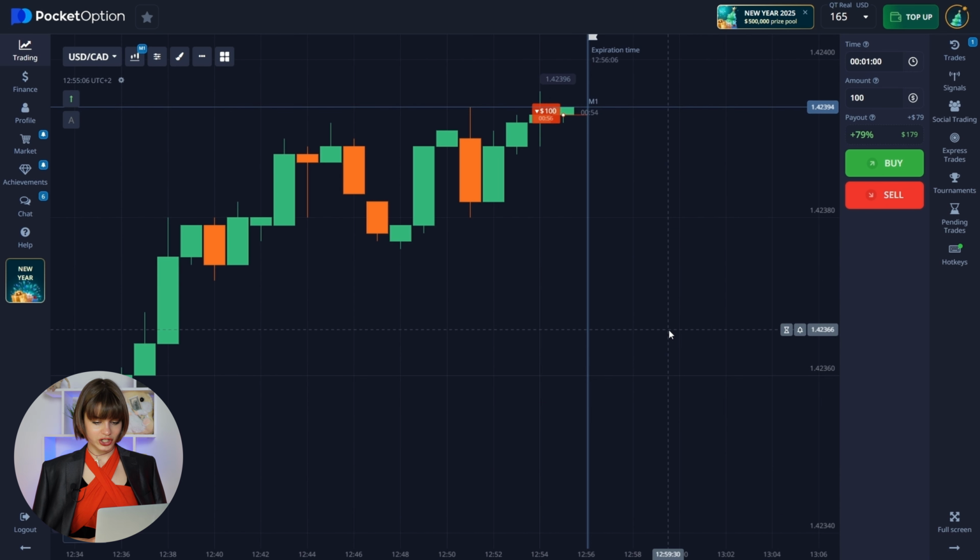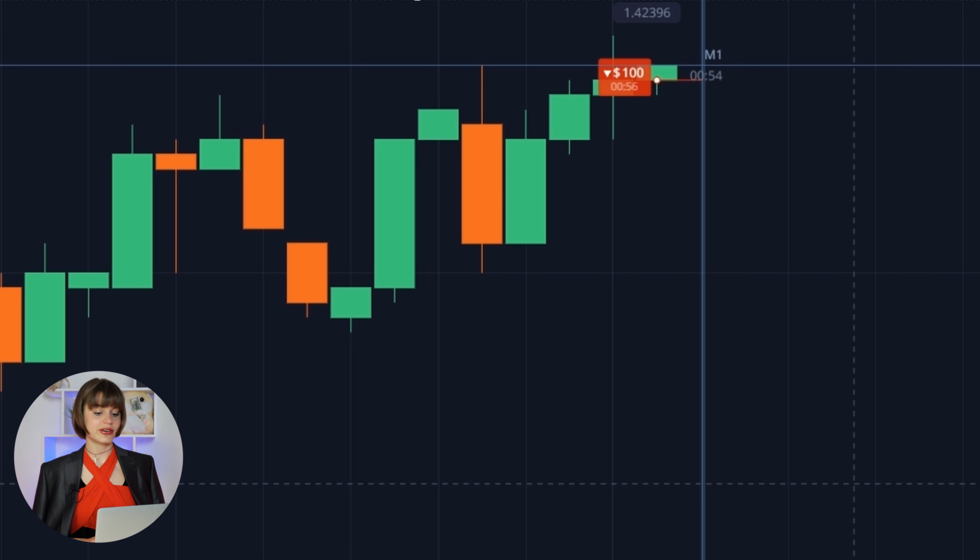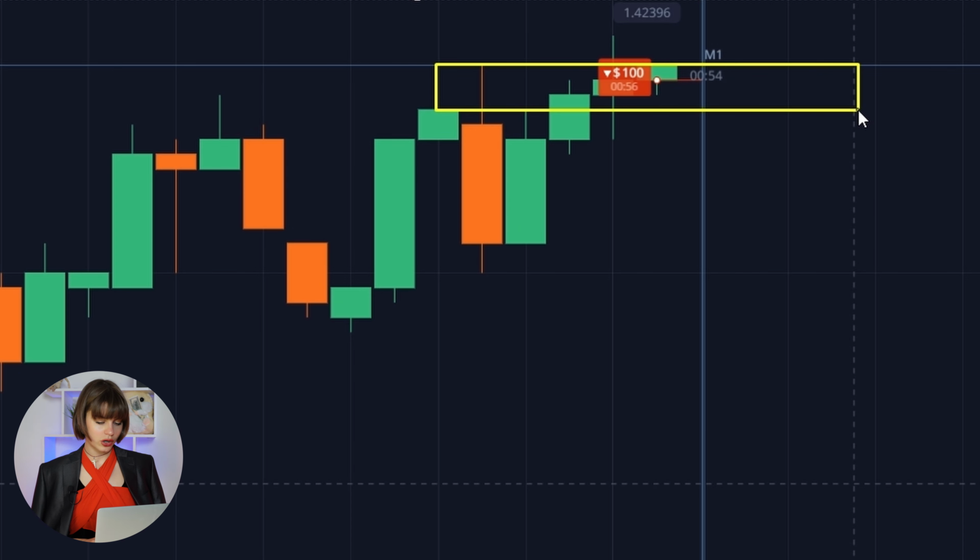Okay, let's also check confirmation factors. As for confirmation, I can note that there was a local resistance level. It is here, sorry, and there were sudden rollbacks from it. It means that there is likely some seller who will be pushing the price lower.